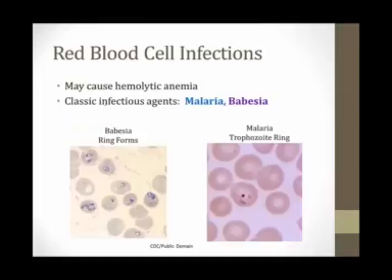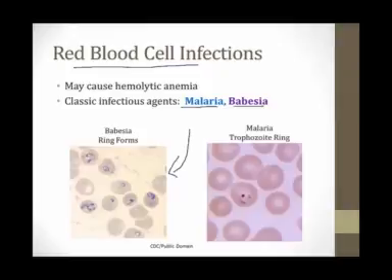And then the final extrinsic cause of hemolytic anemia is a red blood cell infection. There are two infectious agents that classically cause hemolytic anemia. One is malaria, the other is the protozoa Babesia. Both of them will present with findings inside the red blood cell on peripheral smear, as shown in these ring forms and trophozoite rings.